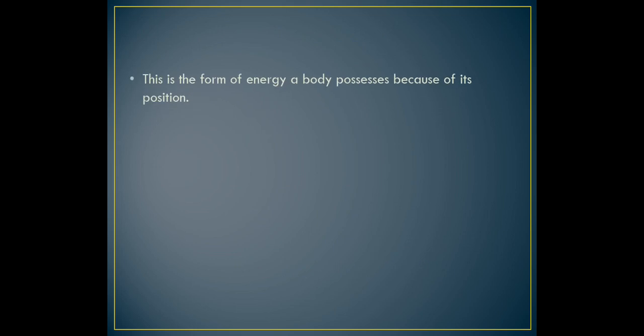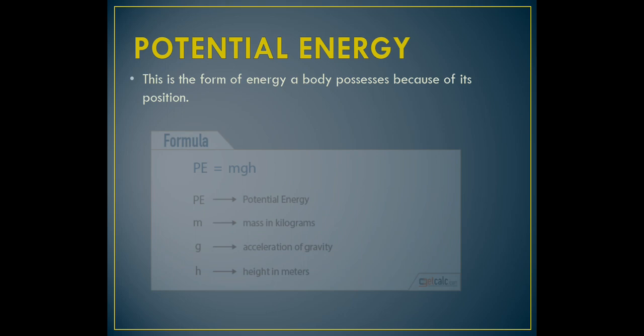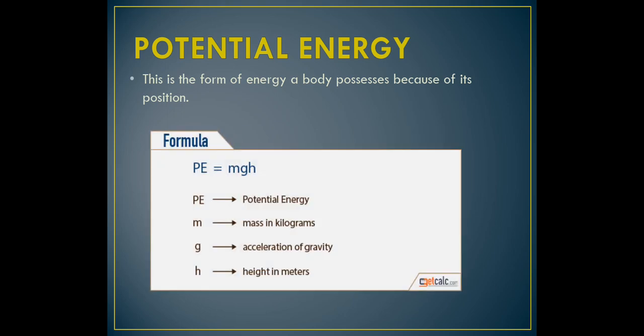Now very quickly, let's look at the next form of mechanical energy, which is potential energy. What is potential energy? This is the energy possessed by a body due to its position. Potential energy can also be called stored energy. And the formula to solve for potential energy is PE equals mgh. And don't forget the one for kinetic energy, which is KE equals half mv squared.